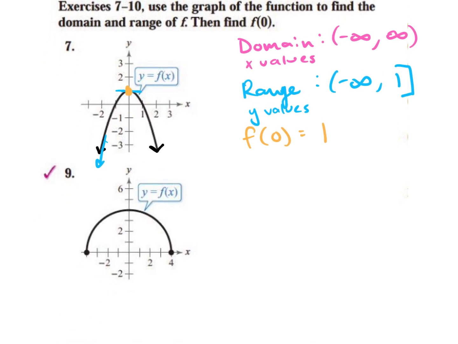Let's do the same thing for number 9. Let's start with our domain. Domain is x values. So what's our smallest x value that our graph has?